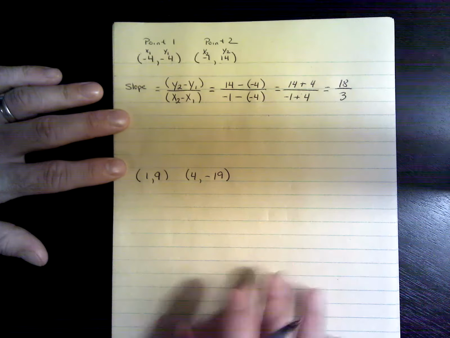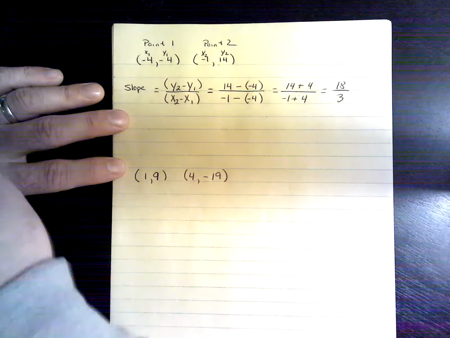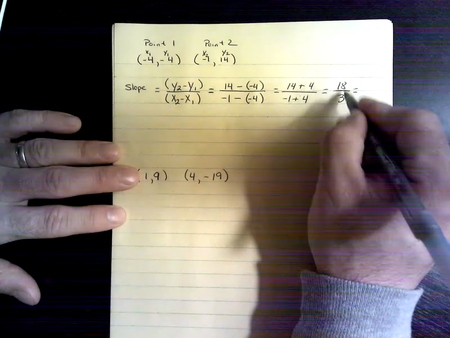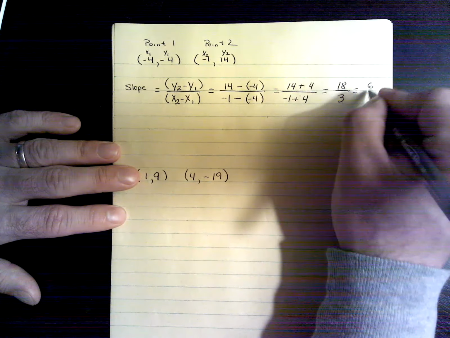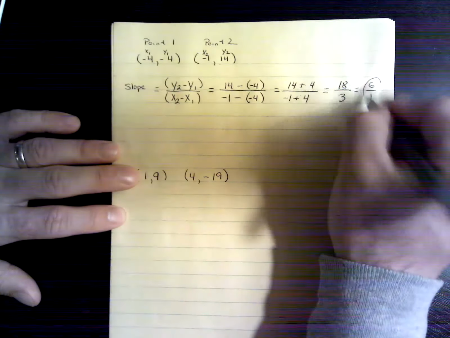Now, normally, we would just say that's an improper fraction. How many times does 3 go into 18? And we'd say 6 times. And that is correct. But usually with slope, we want to keep it as a fraction. So we would simplify this. We would just take out a common factor of 3 and end up with 6 over 1. So I'd say that the slope here is going to be 6 over 1.